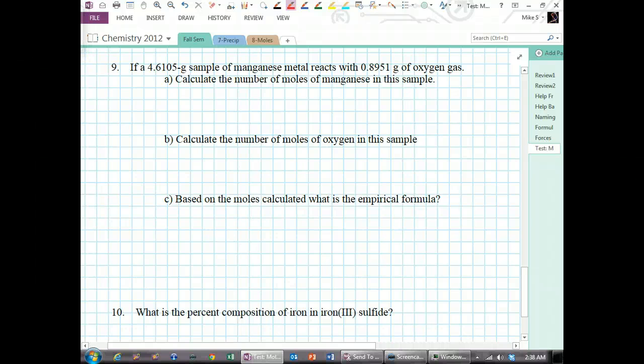This problem number 9 is meant to simulate what we did in the lab with the magnesium oxide. When you look at this, there's givens. This is manganese, and this is how many grams of oxygen there are. For the first problem, since we're working with manganese, we're going to just use that 4.6105, and the unknown that we're trying to calculate is moles.